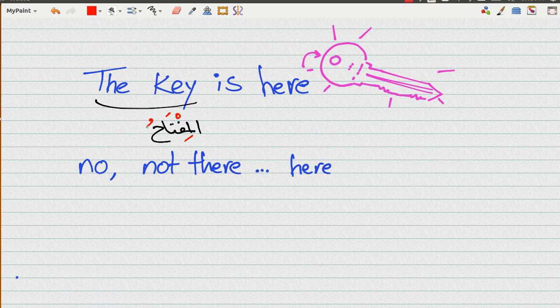المفتاح. المفتاح. The key is here. Is here or here is are the same in Arabic: هنا. Since this came after the demonstrative pronouns, it's the same location. So if I say here is the key, I'll say هنا المفتاح. If I'm going to say the key is here, I'll say المفتاح هنا.